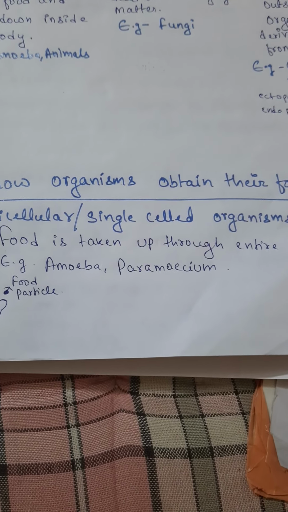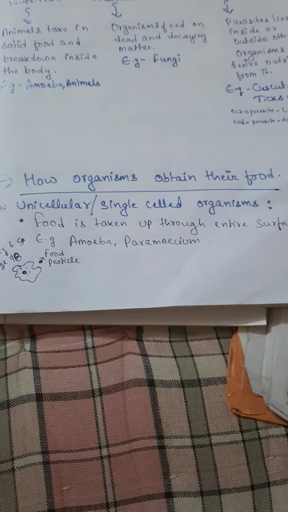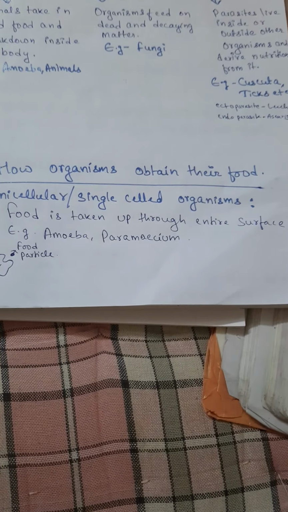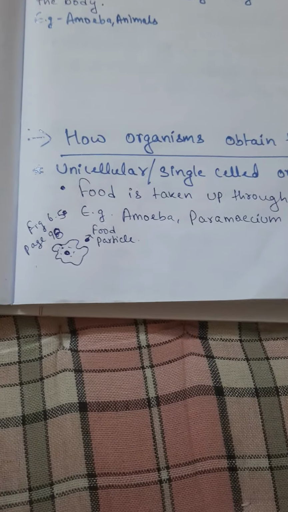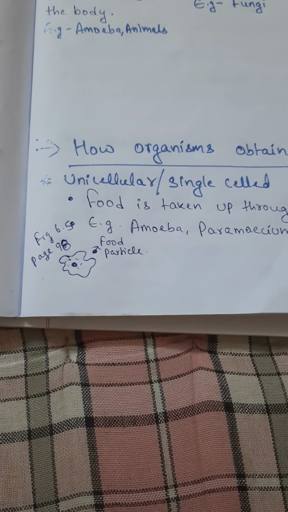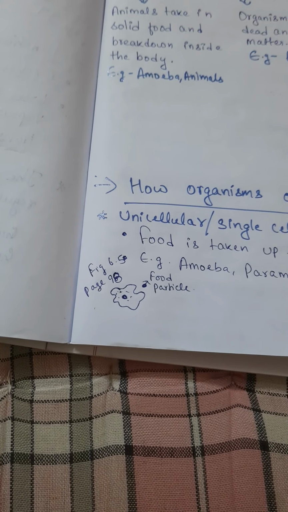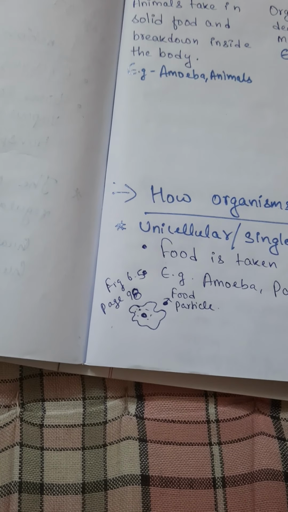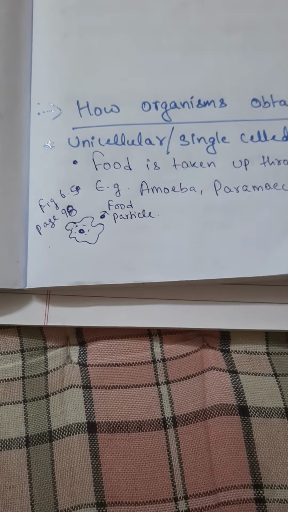Now, how do these organisms obtain their food? Firstly, we will talk about the unicellular or single-celled organisms. And for us, the easiest example is the amoeba. Amoeba takes its food by its entire surface, as we have already discussed in class 9, through its false feet, known as pseudopodia, by protruding its false feet called pseudopodia.